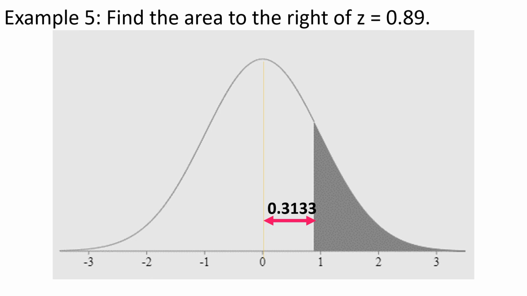But we are after the area of this shaded region. Like what we've mentioned, our strategy will be to subtract this area from 0.5, because the area of half of this normal curve is 0.5. So that is 0.5 minus 0.3133, and that is equal to 0.1867. The area to the right of z equals 0.89.